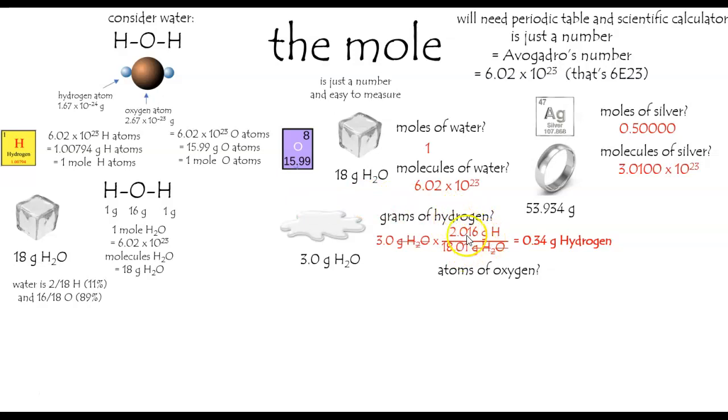This, by the way, is 2 over 18, 1/9, or 11%. And that gives you the same answer. You get 0.34 grams of hydrogen for every 3 grams of water.